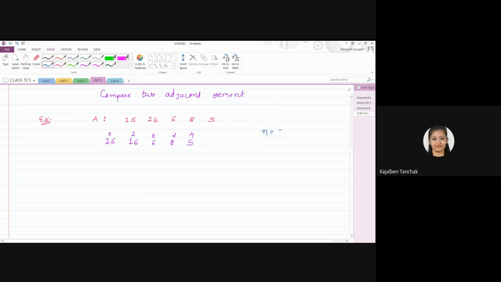5, right? Okay. So in pass number 1, we are going to compare these two numbers. Compare 15 with 16. Is 15 greater than 16? No, right? So we are not going to change the position of 15 and 16. Then next I will compare the next two values: compare 16 with 6.